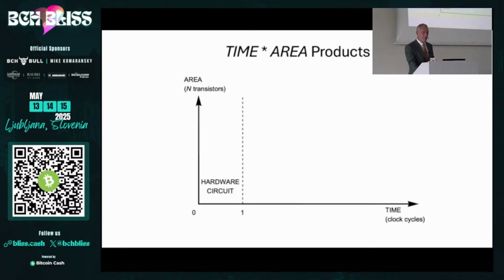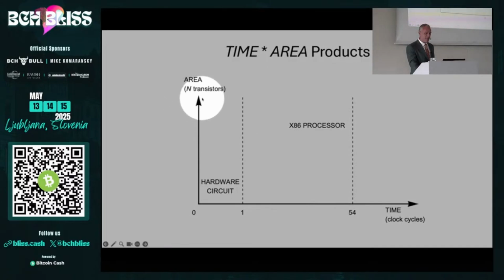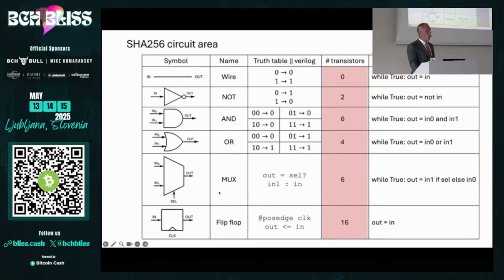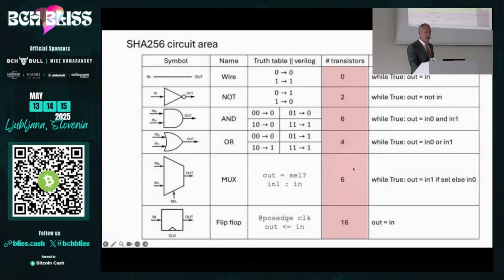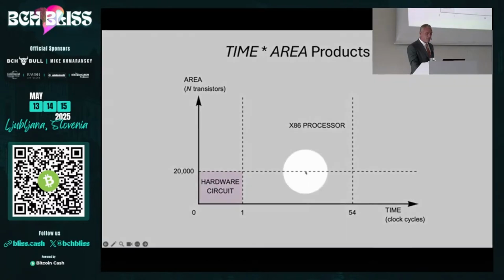So come back to this diagram. In software, it takes 54 clock cycles, so we put a line here at 54. Now let's look at this axis, number of transistors. How many transistors does it take to build that hardware circuit for SHA-256? Well, on my diagram, I had a number of transistors column. So an AND gate, for instance, takes 6 transistors per bit. A flip-flop takes 16 transistors per bit. Those registers are 32 bits, so 32 times 16, and we have 8 of them. So you can add up all the transistors in that SHA-256 circuit, and it's about 20,000. So we color this square in purple.